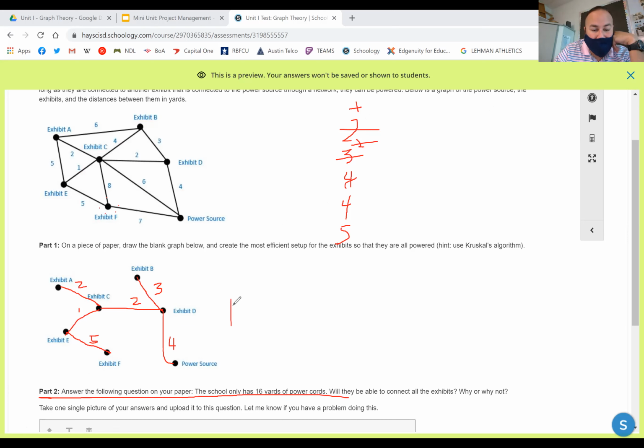If you added them all up, the minimum weight was 17. So no, the school doesn't have enough power cores. They'd have to go buy some more because they would only have 16.